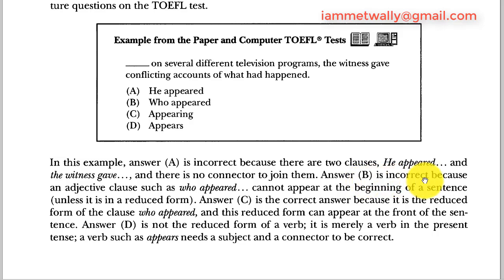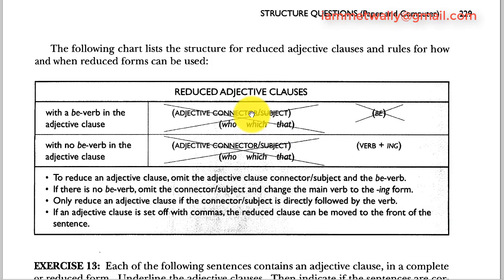Answer B is incorrect because the adjective clause such as who appeared cannot appear at the beginning of the sentence unless it's a reduced form. Answer C is the correct answer because it is the reduced form of the clause who appeared, and this reduced form can appear at the front of the sentence. Answer D is not the reduced form of the verb, it is merely a verb in the present tense. A verb such as appears needs a subject and a connector to be correct.